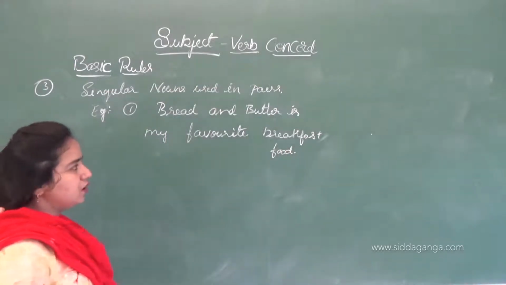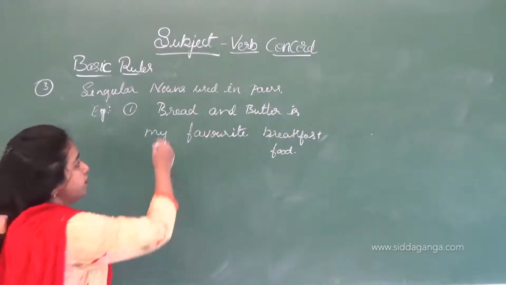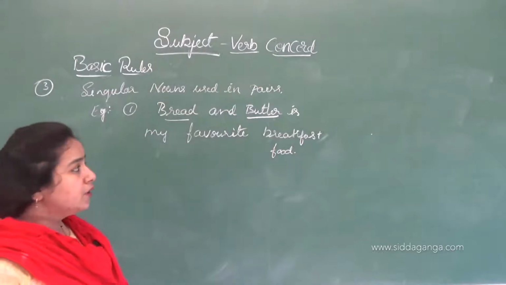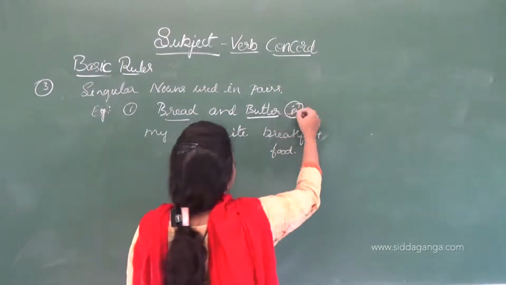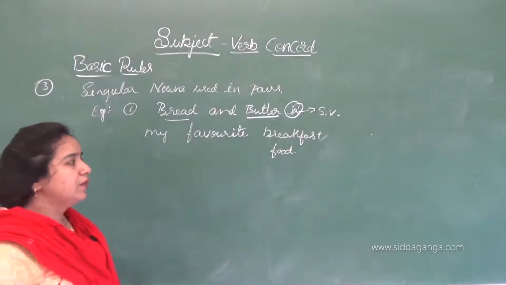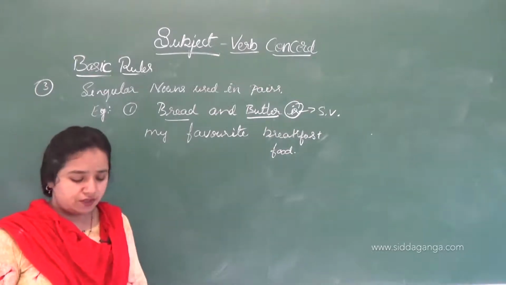Bread and butter, they are two nouns. Bread is one noun, butter is one noun. But they are used in a pair. So the helping verb is a singular verb. In a sentence, what is the helping verb? It is a singular verb. My favorite breakfast food.